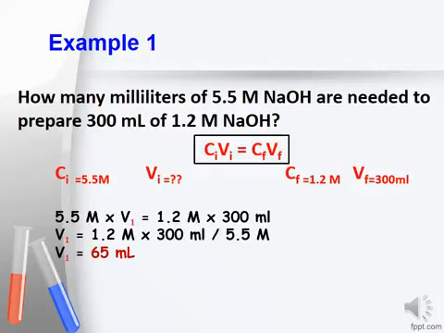How to get 300 milliliters? I'm going to add water to the 65 milliliters to get the final volume of 300 milliliters. I'm going to add water after the 65 to reach 300.